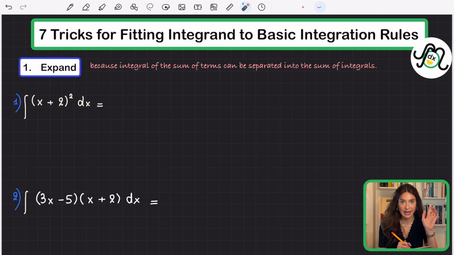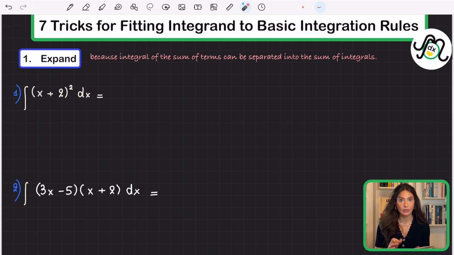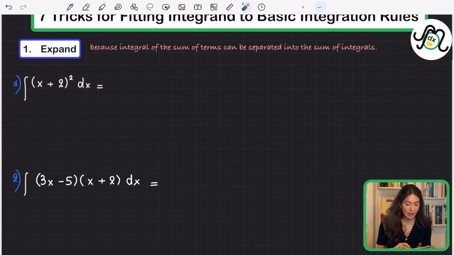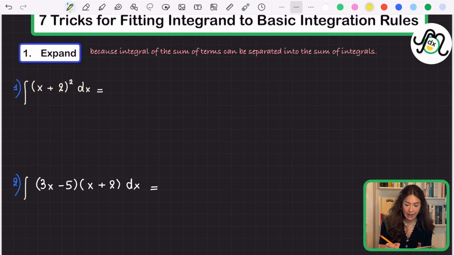Trick number 1, expand. The reason why is just what we discussed. It doesn't look like any of these basic rules of integration, so you need to do algebra, and the trick here is to expand the expression. In the first case, it's a binomial, and in the second case, just multiply it through. Pretty simple. So I'm going to do just that, because all the good things happen when you expand the expression with integrals.